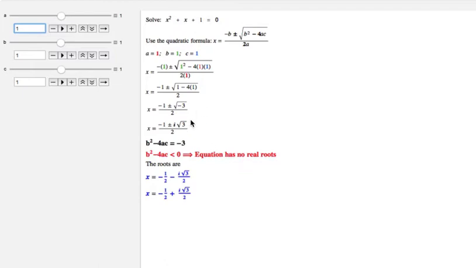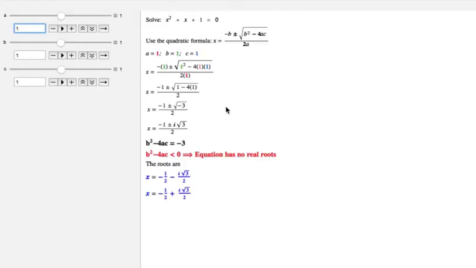So if you'll notice down here, we start getting imaginary numbers because we're going to get a negative number under the radical sign, which we can't do in the real number system. We're going to have to start using imaginary numbers, and there are no real roots, so no numbers in the real number system that will satisfy this equation. No numbers you can plug in for x that will satisfy this equation.